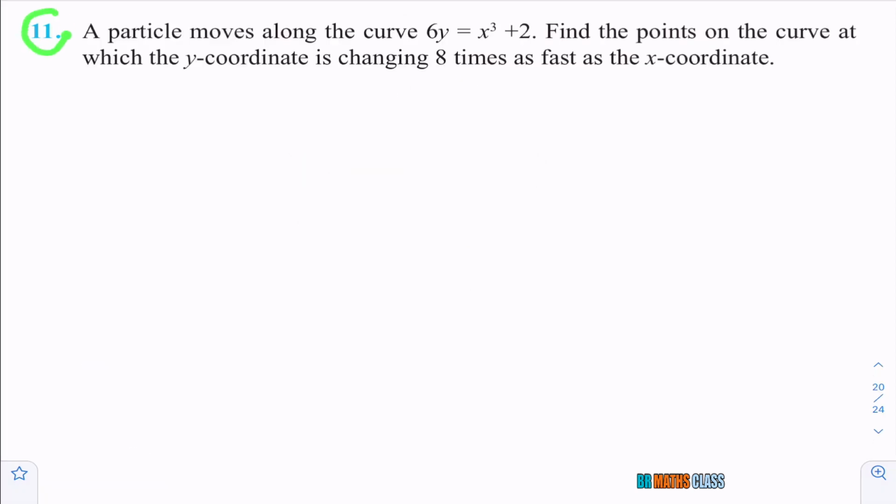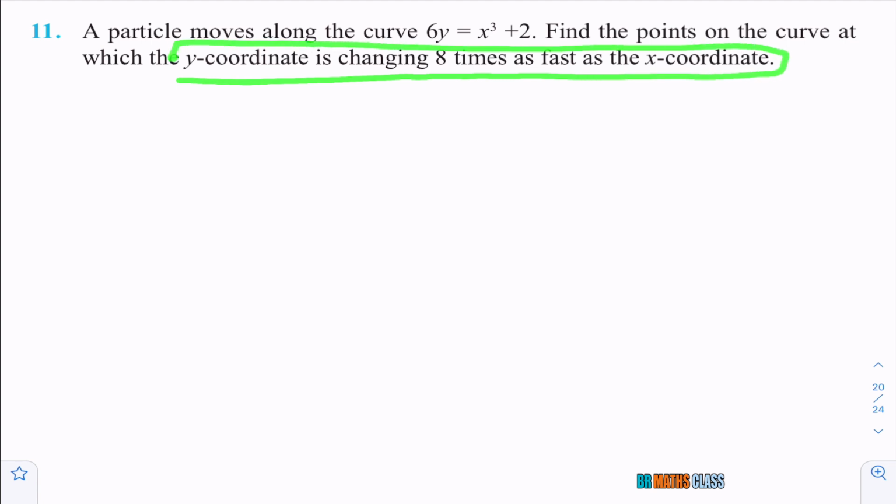You observe this question number 11, what they have given. The particle moves along the curve 6y equals x cube plus 2. Find the points on the curve. This is important. We need to find the points on the curve. This means at the end we need the coordinates of a point. Find the points on the curve at which the y coordinate is changing 8 times as fast as the x coordinate.